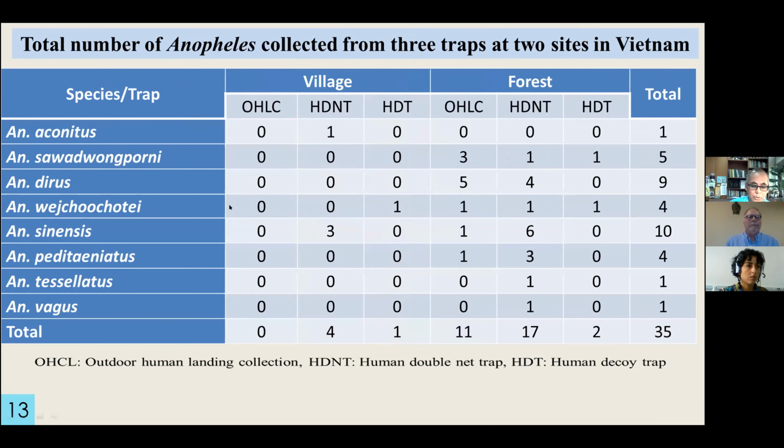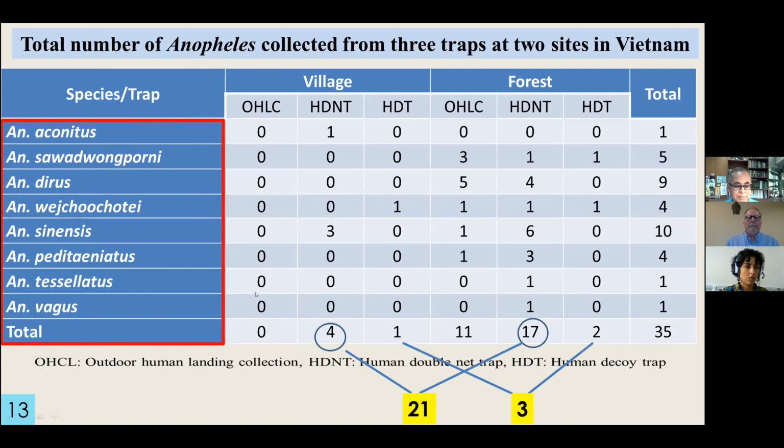This slide shows the Anopheles species collected from the tree trap at 2 sites in Vietnam. 8 Anopheles species were molecularly identified, with the major species being Anopheles sinensis, followed by Anopheles dirus. 21 were captured from human double-net trap. Only 3 were collected from human decoy traps.